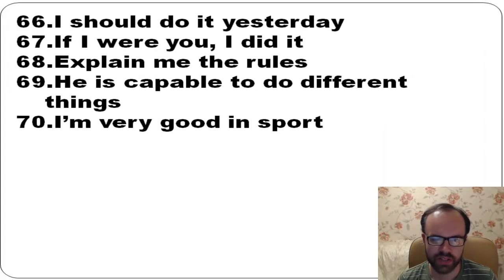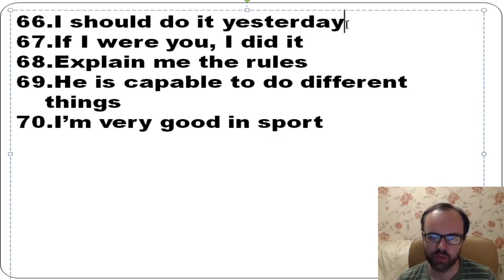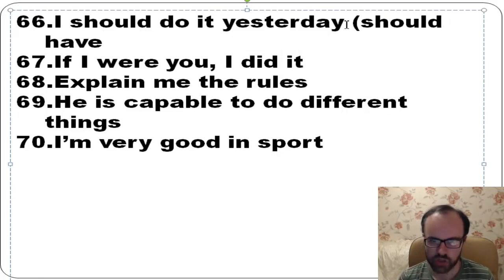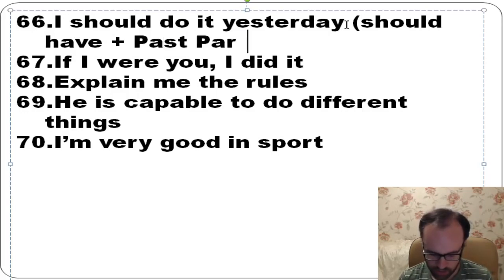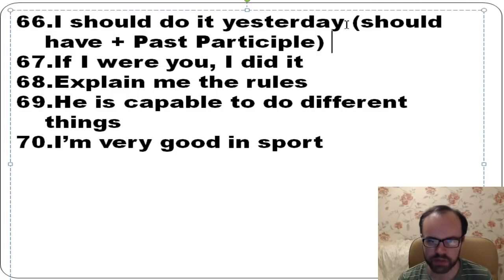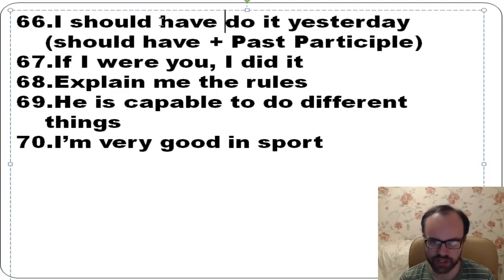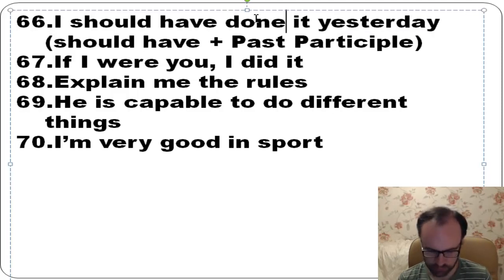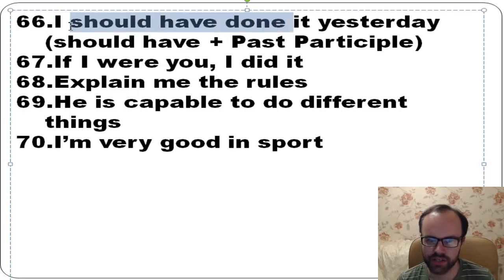Okay, next. So the next sentence is I should do it yesterday. So it means it was a good idea for me to do it yesterday. So do you know how to say should in the past? It's should have plus past participle. So if you are talking about the past and you want to use should, you need to say I should have done it yesterday.